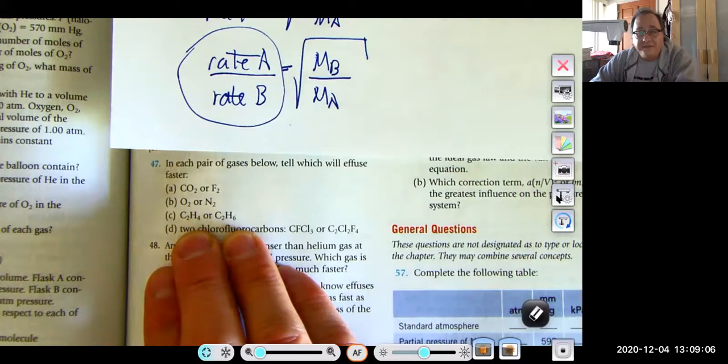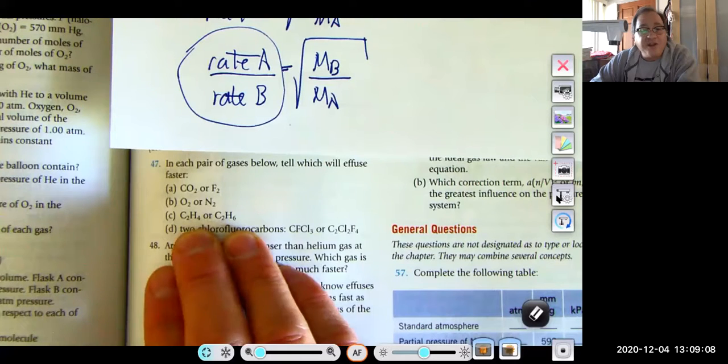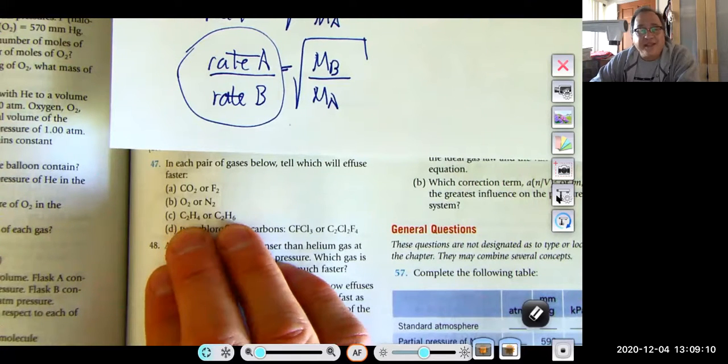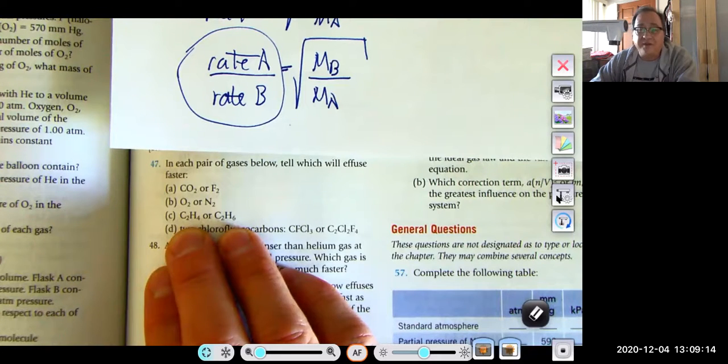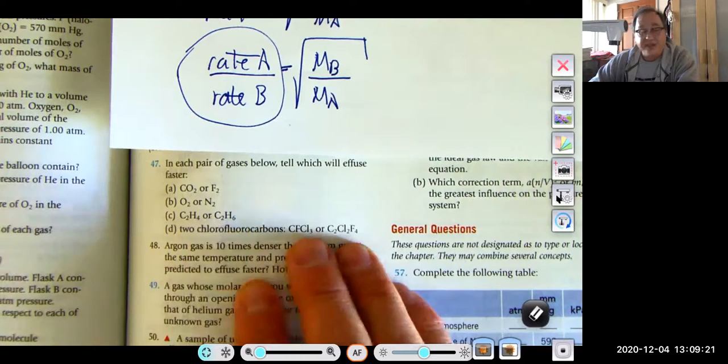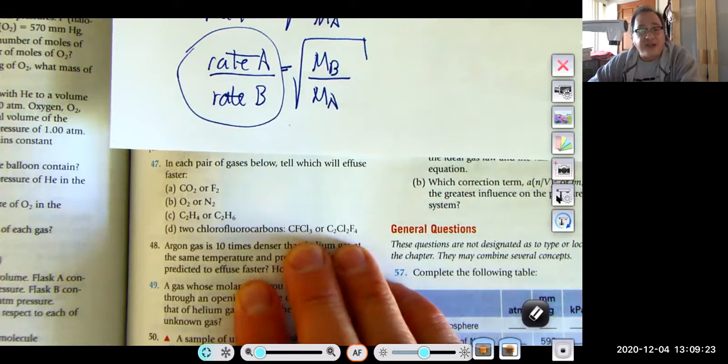Vote again. Correct. We don't even need to add the numbers up. We can see that in this one, there's 2 fewer hydrogens on the left, but the same number of carbons in each. So the left is smaller, it will effuse faster. How about these two guys? Which is going to effuse faster?